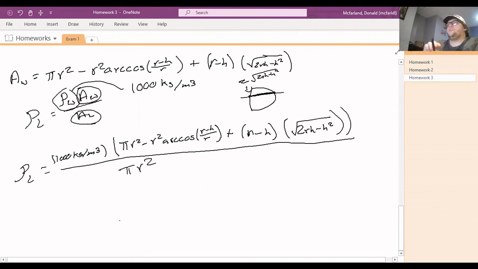And so with that, we have an equation for the density of a floating log given the radius and the height. Now, of course, this equation assumes that the log is a perfect cylinder. That's besides the point, but here's the equation.